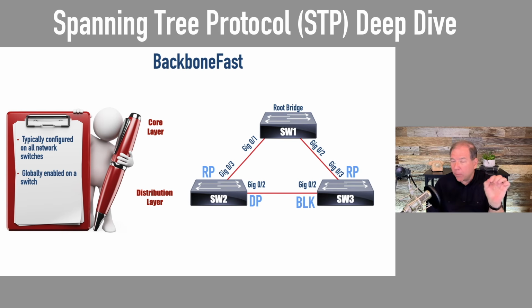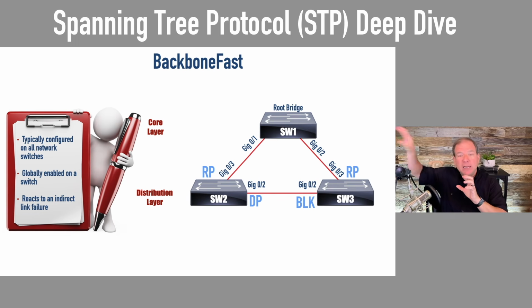This is not a port-by-port thing. We globally turn it on all of our switches. And it's going to react to an indirect link failure. Here's what I mean. Right now, SW2 is just merely sending along frames up to SW1 over that link, but it broke. Switch 2, enabled for BackboneFast, says, I just lost connectivity with my root. Maybe I'm the root now.